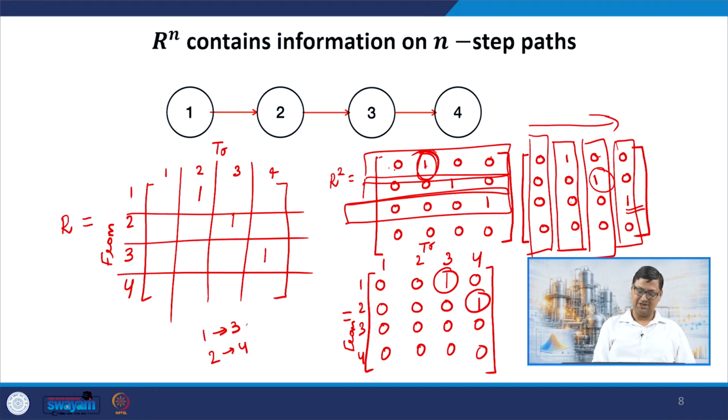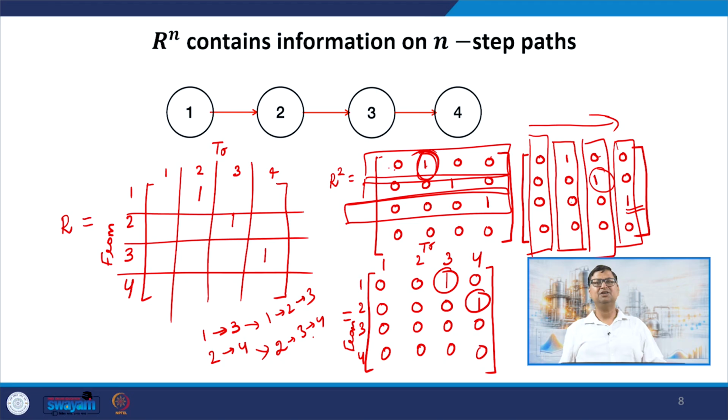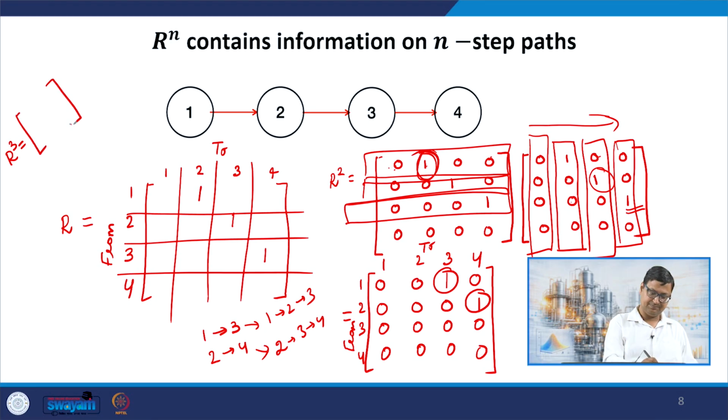1 to 3 is a two-step path because I can go from 1 to 2 and then to 3. 2 to 4 is two steps, 2 to 3 and 3 to 4. And these are the only two-step paths that we have in the graph, right? I can go ahead and compute R cube, let's say. So R cube is going to be R square into R, and R square I have evaluated. And then R is whatever I had at the beginning.